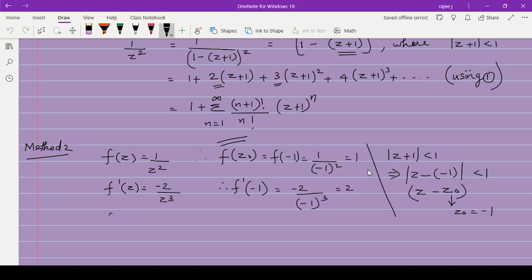Okay. Now f2 dash of z will be, the derivative of this will be, we know, 2 into 3, 6 by z raised to 4. Take this z raised to 3 to the numerator. So 2 into minus 2 into z raised to minus 3, then you will use the n x raised to n minus 1 formula, and you will get the derivative here. Then f2 dash of minus 1 is equal to 6 upon minus 1 raised to 4, that is 6. 6 means 3 factorial. Okay, and so on.